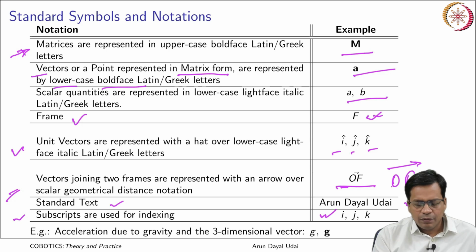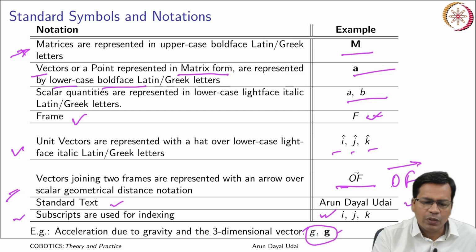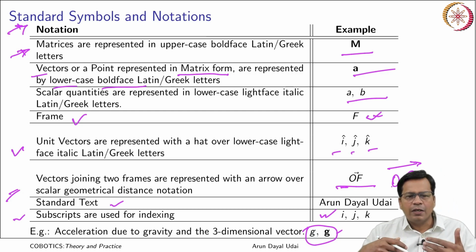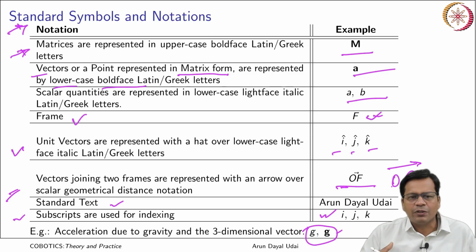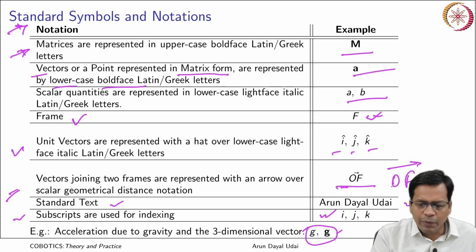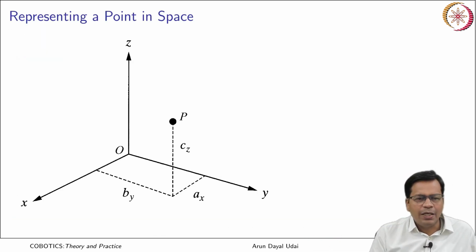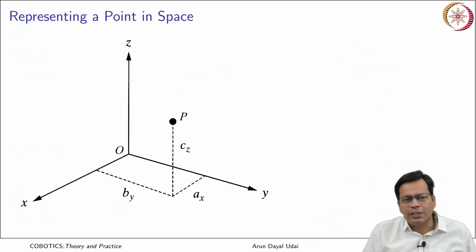An example is acceleration due to gravity, and the three-dimensional vector is this, that is a G and a Z. Both are the same, but one of them is a vector, the other one is the magnitude of G, that is a scalar quantity. So mind it, this is very important because you should be conversant with these symbols and notations in order to follow my lectures. Let us start representing a point in space.